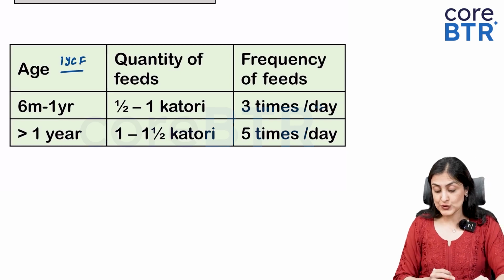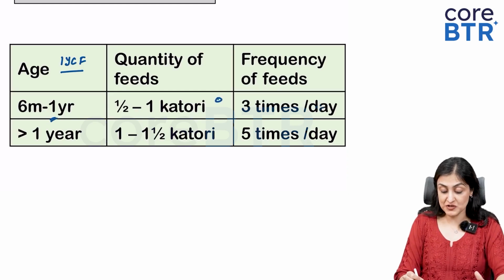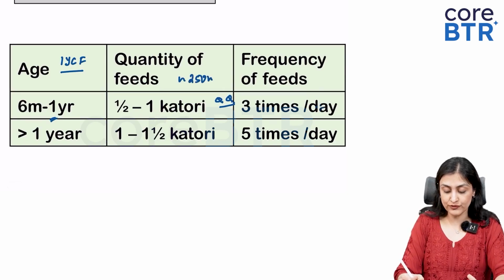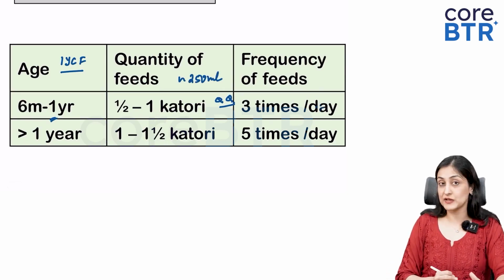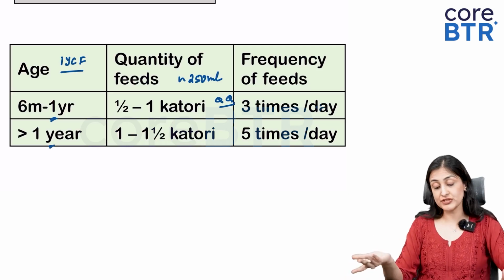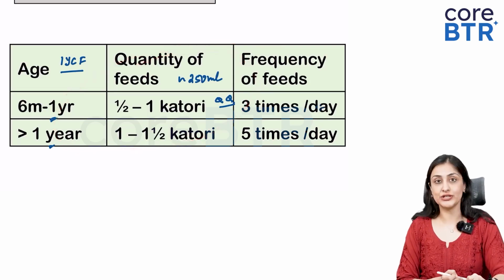All right. So this is where in a baby from 6 months to 1 year, how much to give was asked. So half to 1 katori, where each katori is roughly 250 ml. 3 times in a day you are giving that. After 1 year, you give 1.5 katoris 5 times a day, right? So don't know why and how they ask this, but this is what you need to remember.